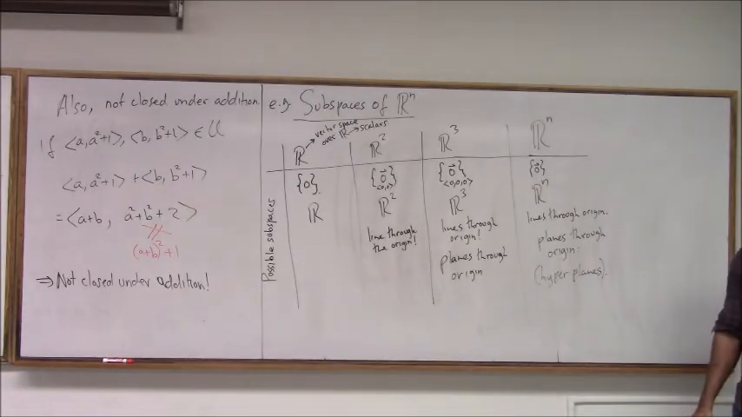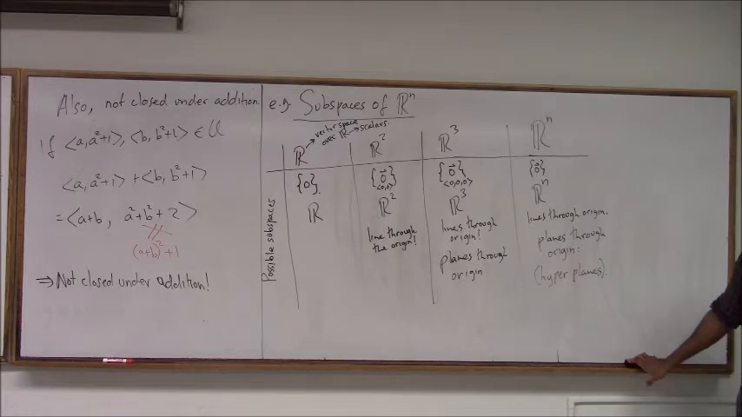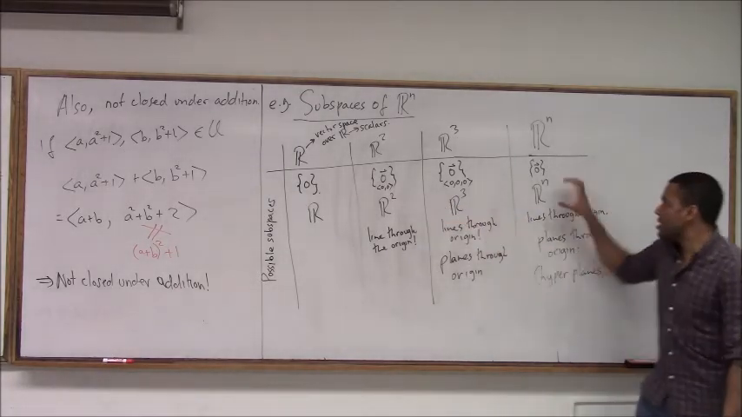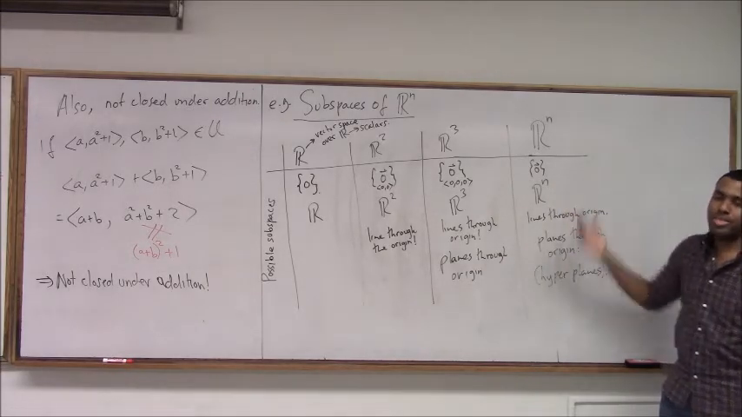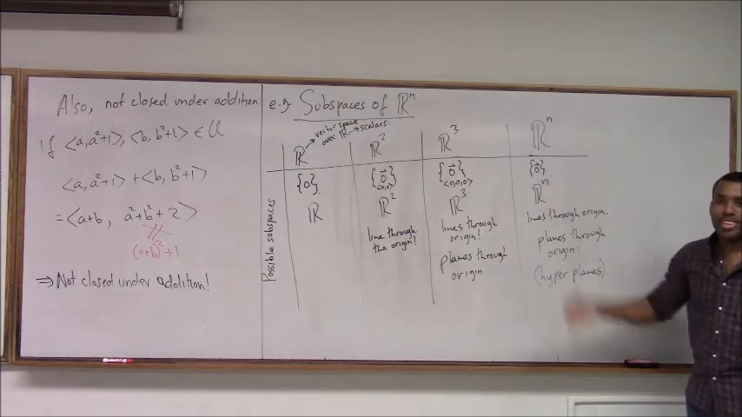Is it not though up to n? Because the plane through the origin in R2 is R2. Yeah, but that fits over here. So when you go up to the n case, it's this set. I mean, technically it is up to n. Once you hit n, you're actually at the whole space.